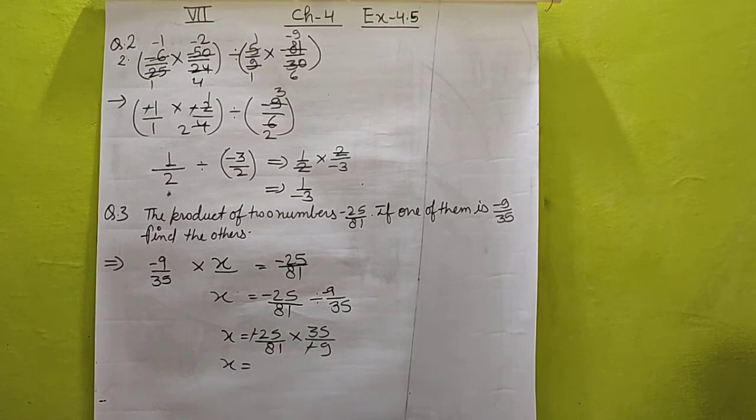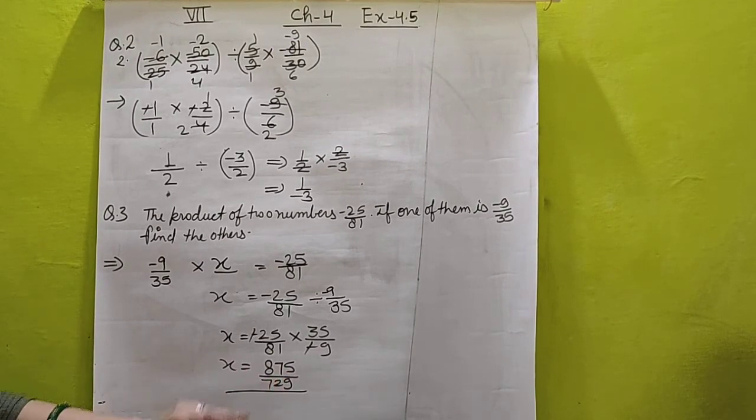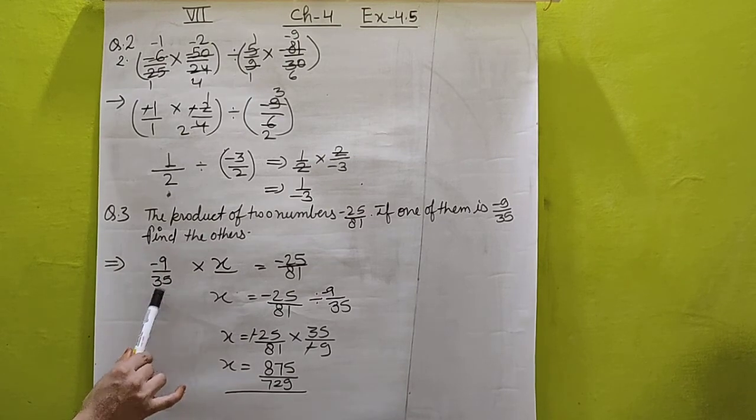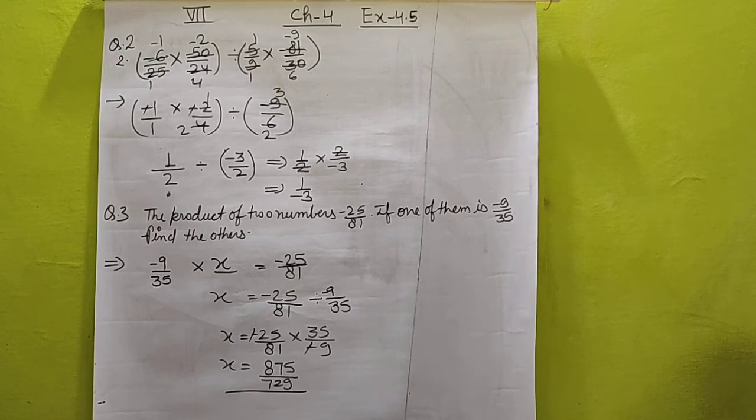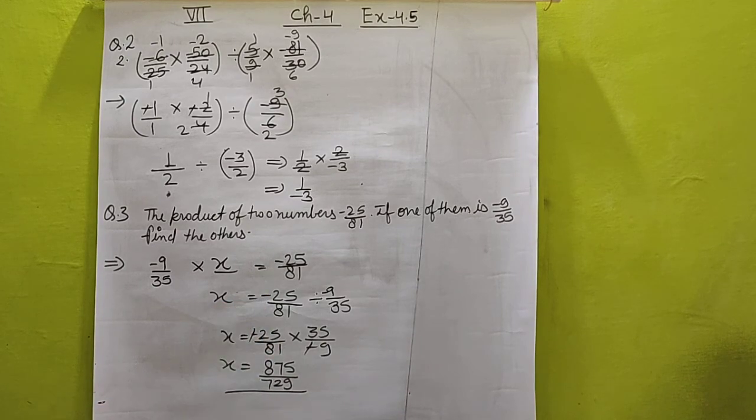25 multiplied by 35, students, it will be 875. And downside when you will multiply 81 with 9, it will be 729. So other number is 875 upon 729. So minus 9 upon 35, when you will multiply with 875 upon 729, you will get minus 25 upon 81.